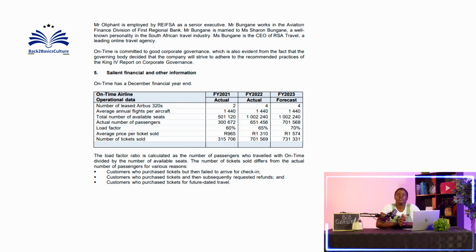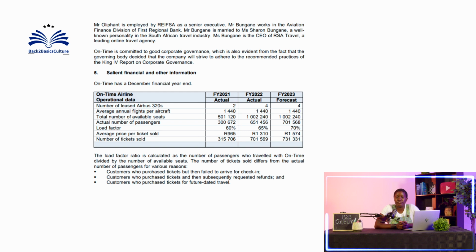Okay, so now let's have a look at the salient financial and other information. We're told that On-Time has a December financial year end. Then they gave us the financials from 2021 all the way to 2022, and we also are given the forecasted 2023 information. Okay, number of leased Airbuses was 2 in 2021. Then 2022 we also had 4. We had an increase actually there. So that speaks to what? Expanding. And then we see that forecasted we are expecting to remain with 4 aircraft.